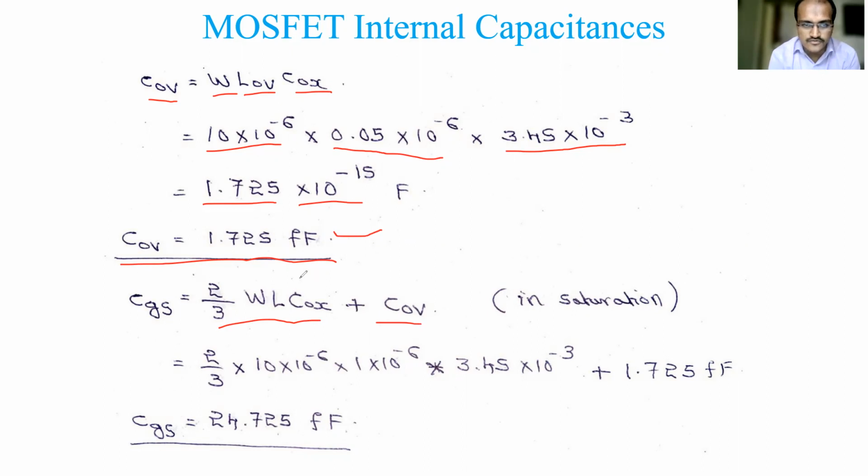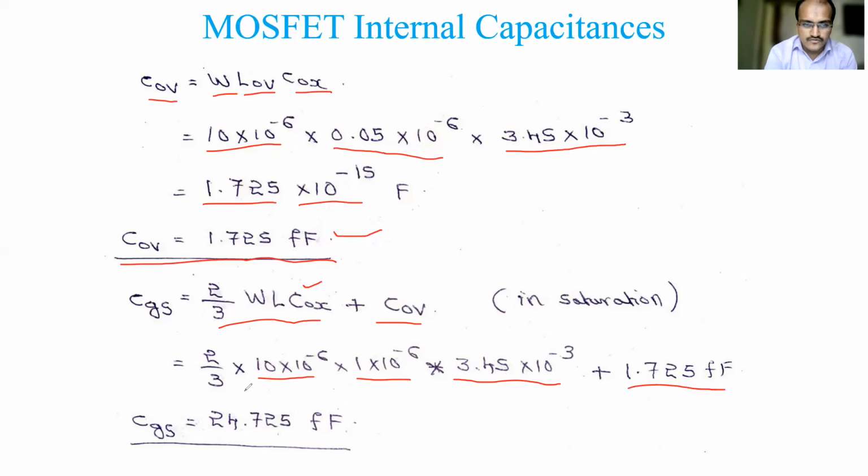Okay. So we'll substitute now 2/3 into 10 into 10 to the power minus 6, the W value. L value is not this one. And this is L_OV. L value is separate. They have given 1.0 micrometer. It is 1 into 10 to the power minus 6 into COX, 3.45 into 10 to the power minus 3. COX is very much important. If you make a mistake in the COX calculation, everything goes wrong here. Okay. Plus you have to add the COV, 1.725 femtofarad.